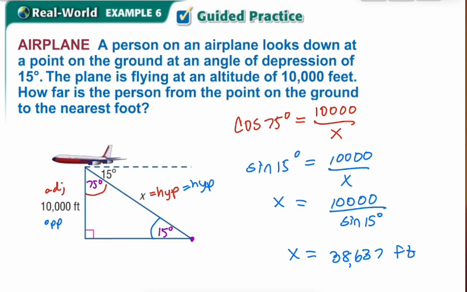It is our hypotenuse. It should be the longest side. That 15 degrees makes it so that they're pretty far away from one another. So that is example 6. Do we have any questions about example 6?